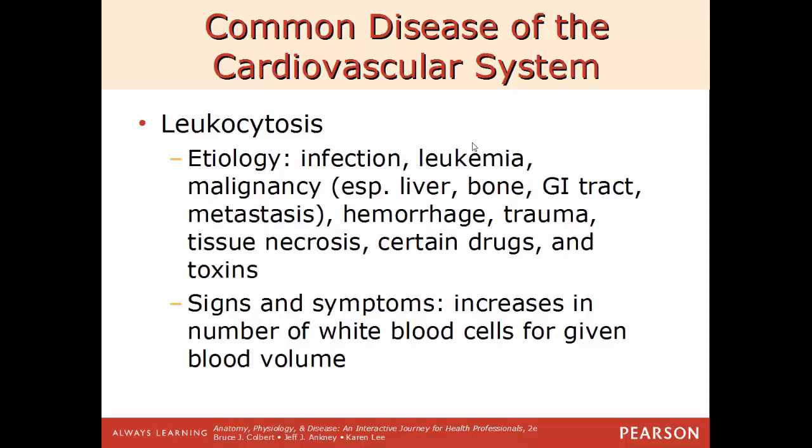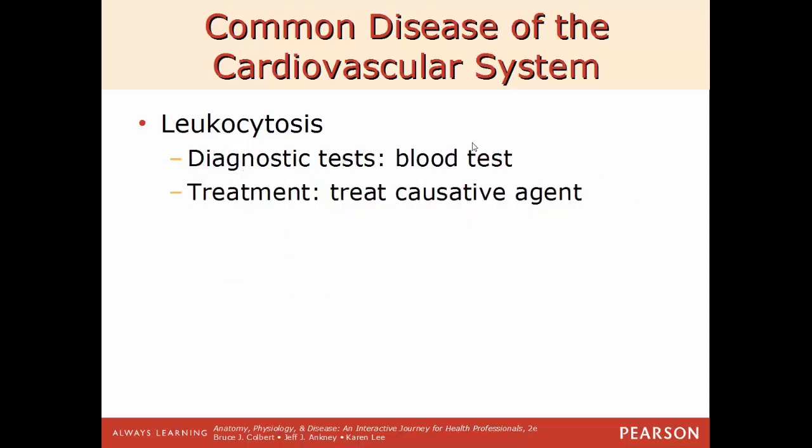Leukocytosis, etiology here, caused by infections or leukemia, malignancy, especially in the GI tract or in the bone or in the liver, hemorrhaging, traumas, tissue necrosis, certain drugs, certain toxins. Some signs and symptoms: having an increase in number of white blood cells for a given volume of blood. Some diagnostic tests: blood test, obviously they check for the counts for the white blood cells. And for treatments, treating the causative agent.